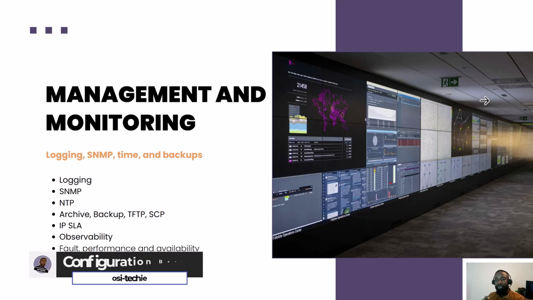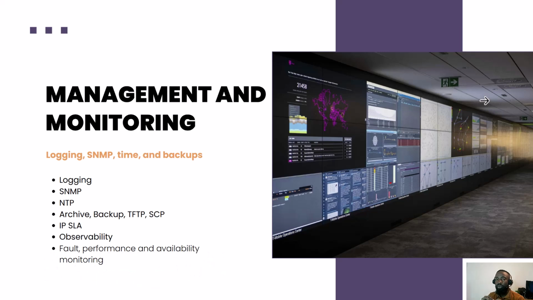IP Service Level Agreement also helps you to monitor performance. So you need to understand the concept or basics of IP SLA so that you are able to configure it within your device. You have observability, which we've talked about. You have fault, performance, and availability monitoring. All these are important to ensure that you understand what is going on within your network, know when there's a fault, know when there's performance degradation, and then know when availability is being impacted in your network.